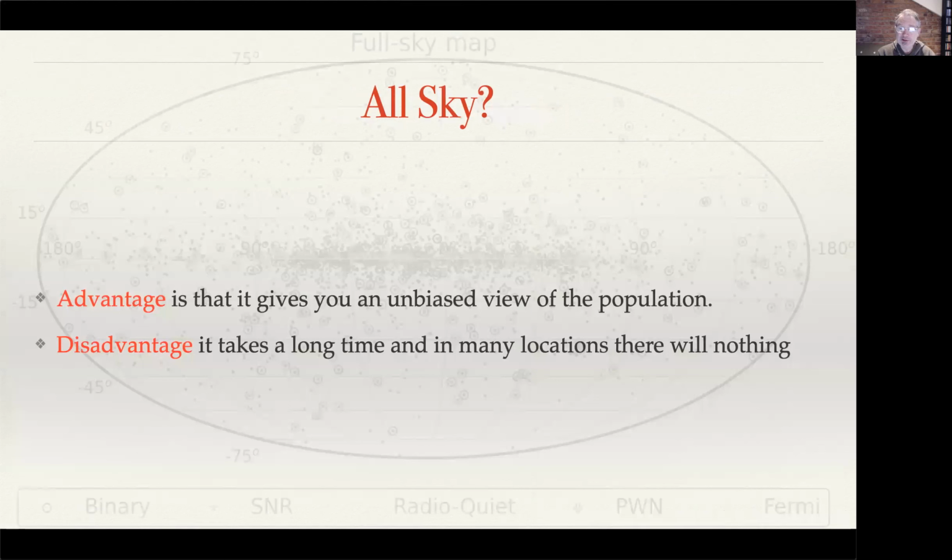So what about all sky surveys? Well, the advantage of the all sky survey, as I hinted at before, is that it gives you an unbiased view of the population of pulsars in the galaxy. However, it takes a long time, and in many locations you won't see anything. So it takes a lot of telescope time, a lot of computing time, and so you may not find anything.